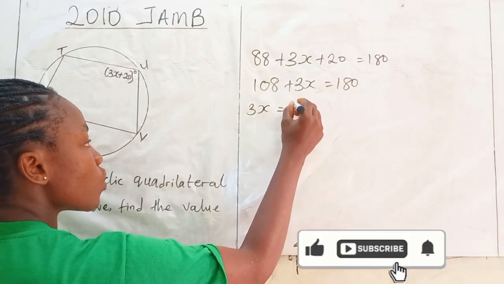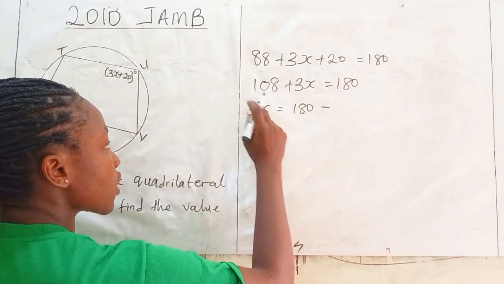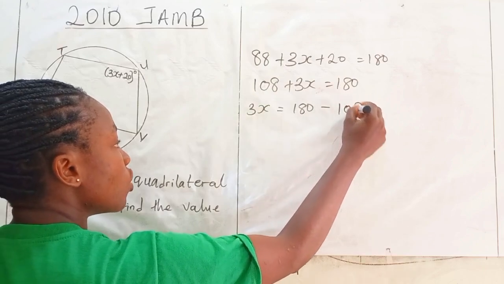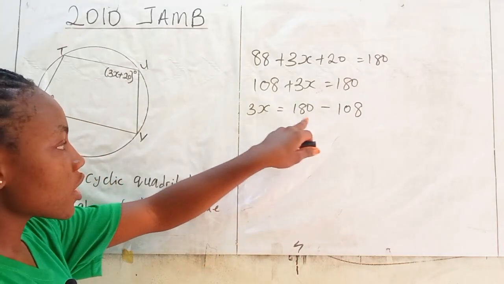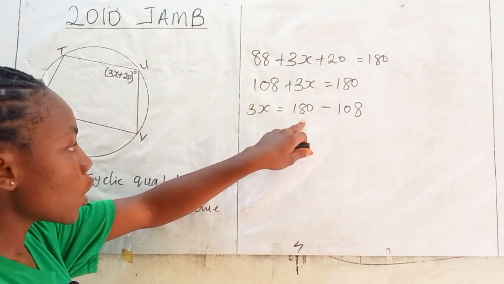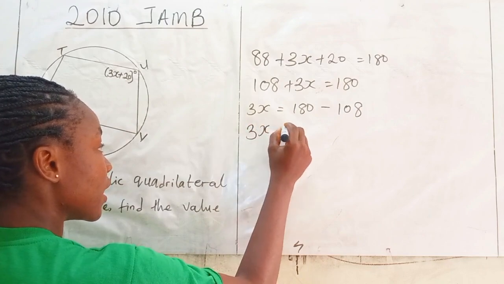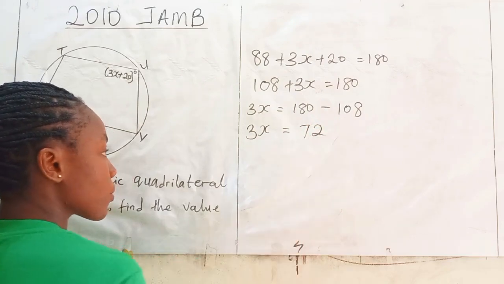3x equals 180 minus 108. So let's subtract 108 from 180. It will give us 3x equals 72.